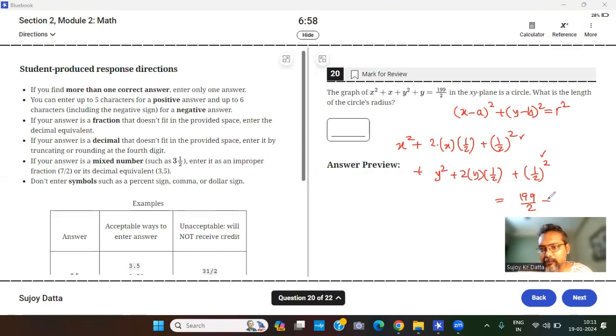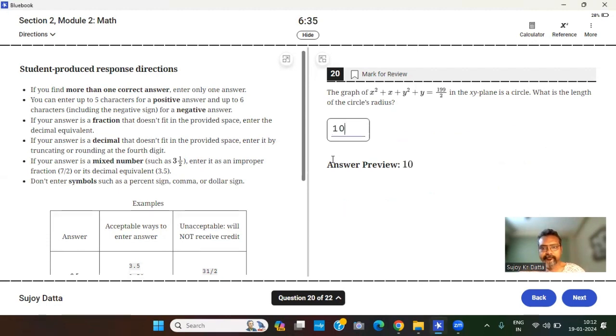So 199 over 2 plus 1 over 4 plus 1 over 4. 1 over 4 plus 1 over 4 is a half, 2 over 4, which is half. Half plus 199 over 2 comes out to 200 over 2. So that's 100. So we have x plus half whole square plus y plus half whole square equals 10 square. Radius is therefore 10.